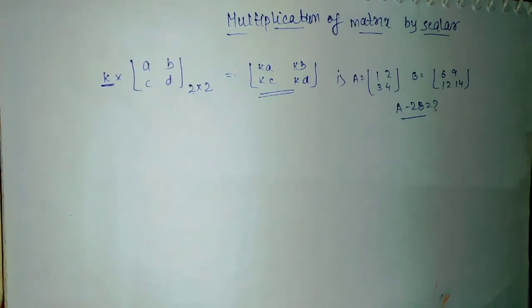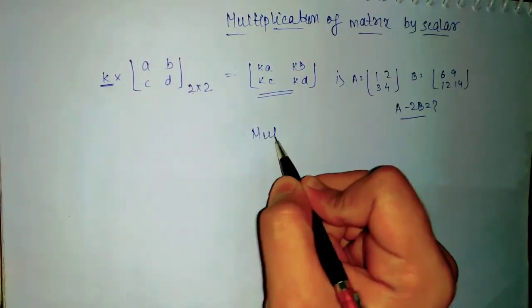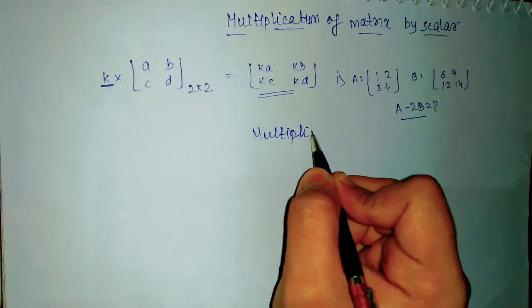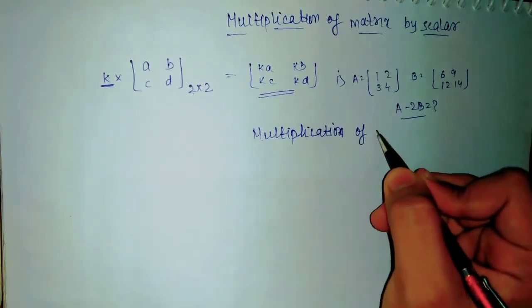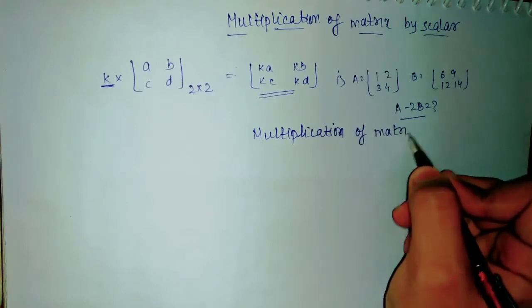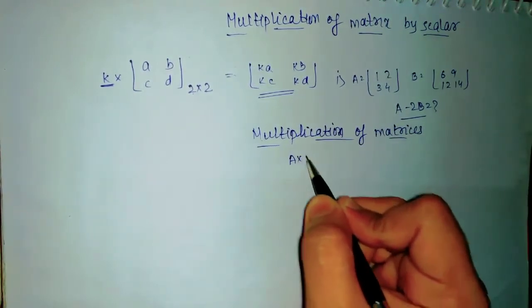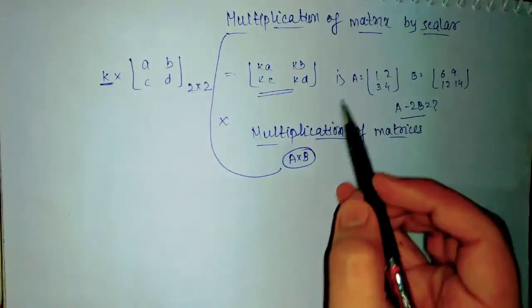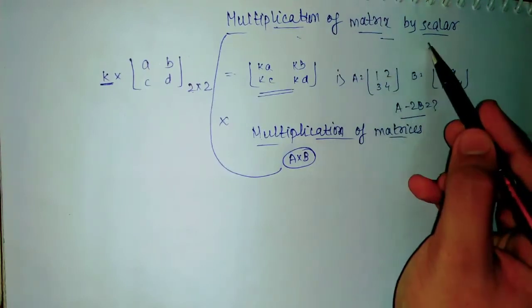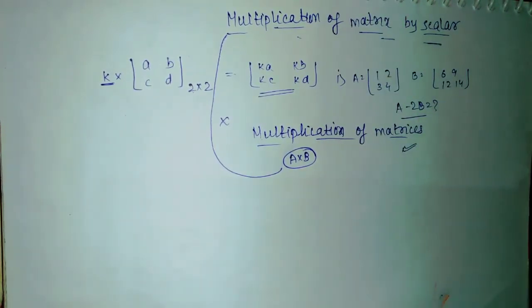Now we move to the next topic, that is the most important: multiplication of matrices. Means A matrix into B matrix. Something like this, not something like this. Here multiplication was of a matrix by a scalar quantity. Here it is multiplication of matrices.